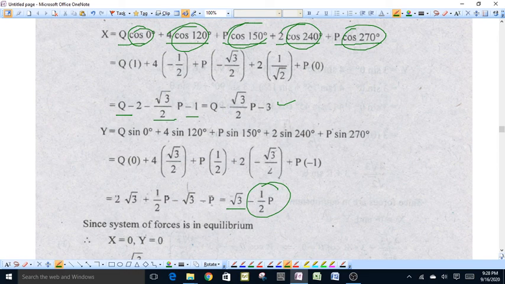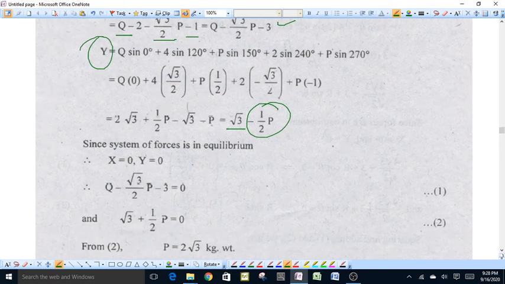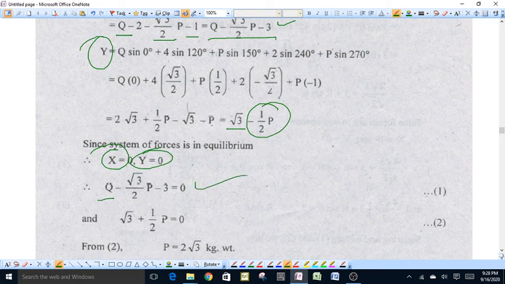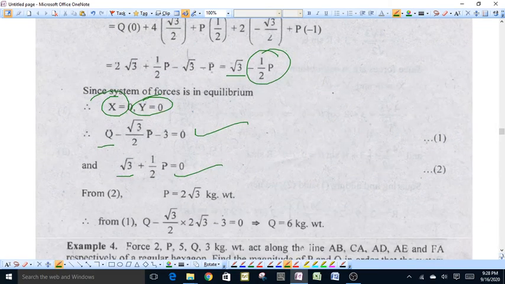Because the system of forces is in equilibrium, the algebraic sum of the x components of all the given forces must be equal to 0, and the algebraic sum of the y components of all these forces must be equal to 0 separately. This means capital X equals 0 and capital Y equals 0. Putting capital X equal to 0, this gives Q minus root 3 by 2 P minus 3 equal to 0, and root 3 plus half P is equal to 0. From these two equations we get P and Q.